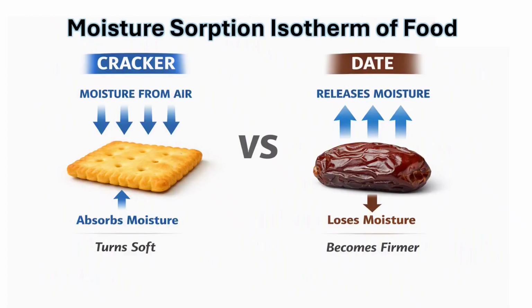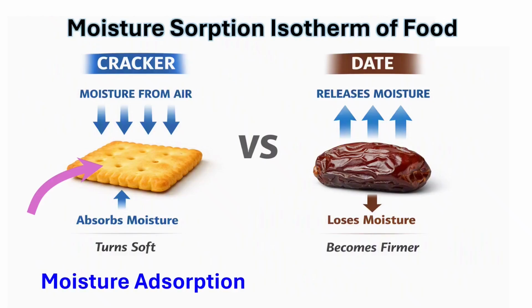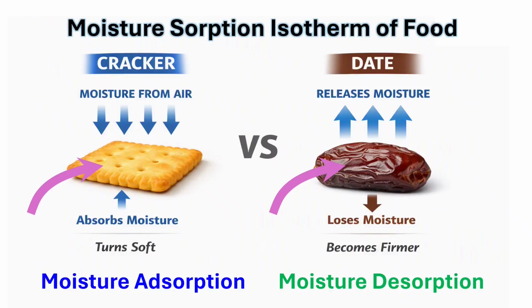Why does food gain or lose moisture? Why does a crispy biscuit turn soggy when left open in a room? This is due to water absorption from air. Why does a dried fruit turn hard when left open in a room? This is due to desorption of moisture from the dried fruit to the surrounding air.